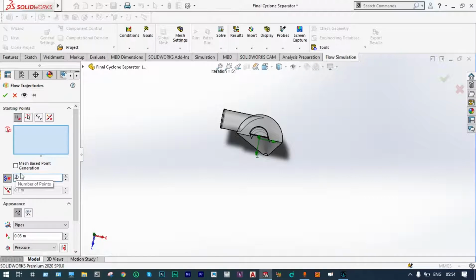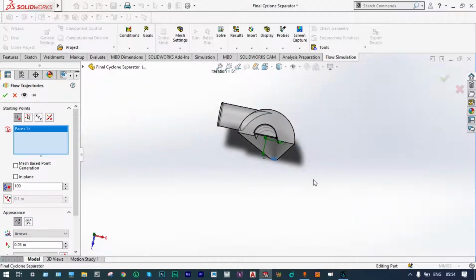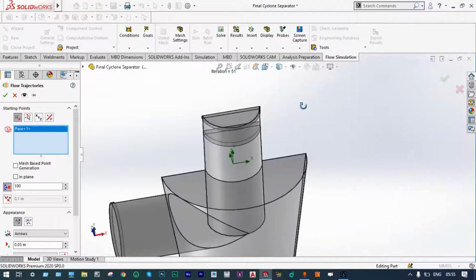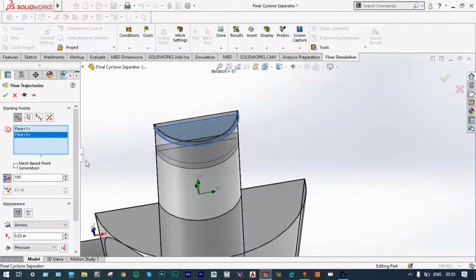Instead of 20 numbers, we will select 100 numbers of particles, and we are going to see the particles in the form of arrows only. Arrows of diameter 0.03 meter. Let us select that bottom exit point, and also we have to select that top exit point. We have selected phase 1 and phase 2, that means bottom exit and top exit. From these two surfaces, we'll see the flow particles will be moving out. Green check.